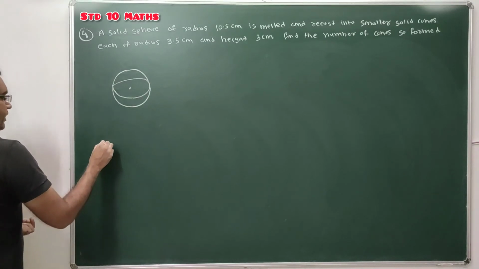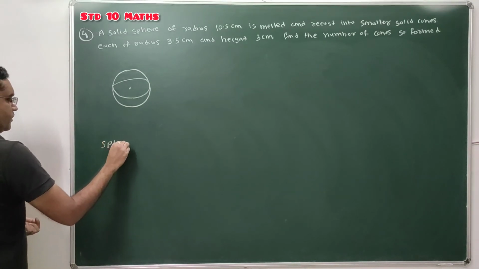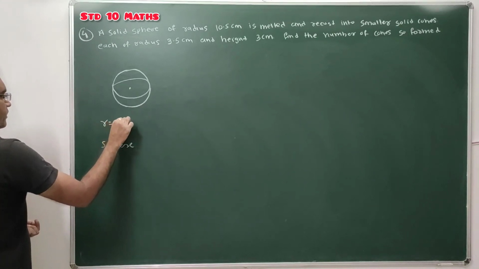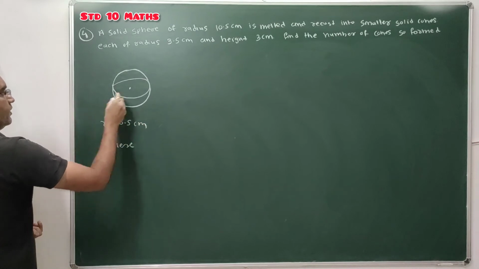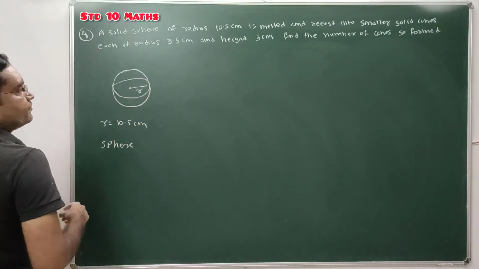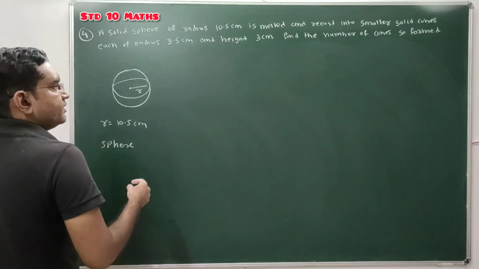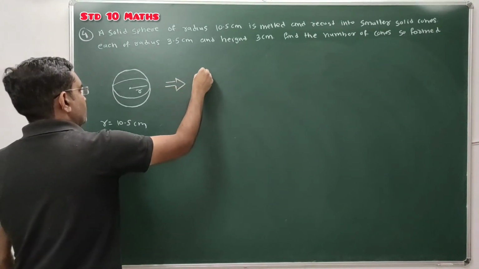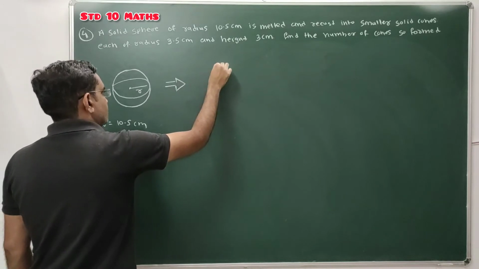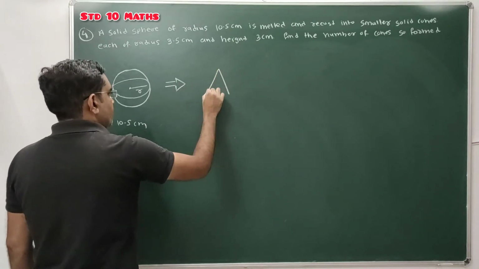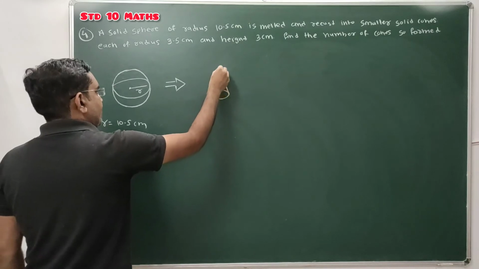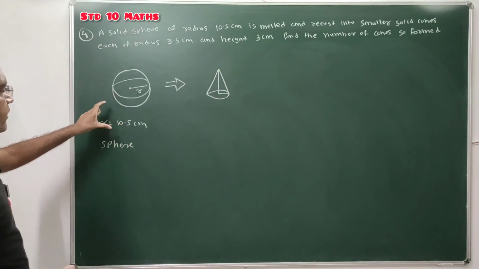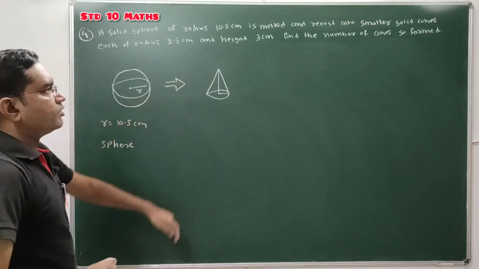So here we are given one sphere. For this sphere, radius r is given, which is equal to 10.5 centimeter. So this is the radius of the sphere. Now this is melted and recast into some smaller cones. So here the dimensions of these smaller cones are given.